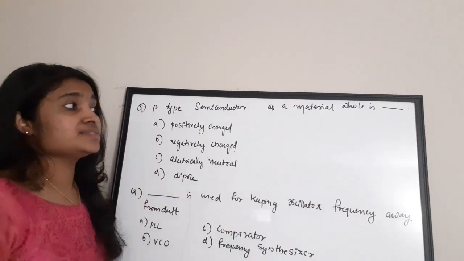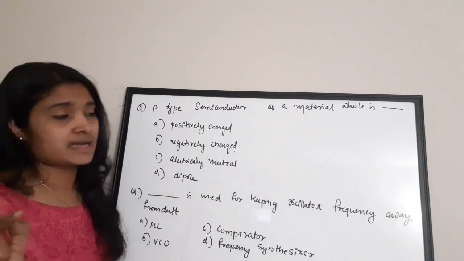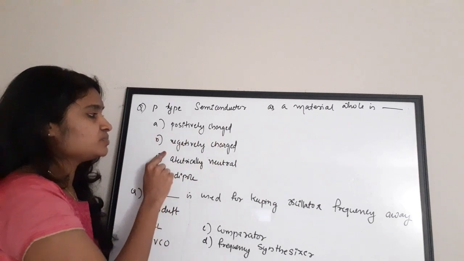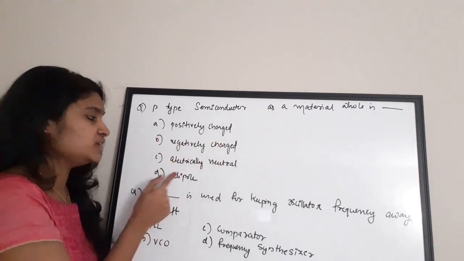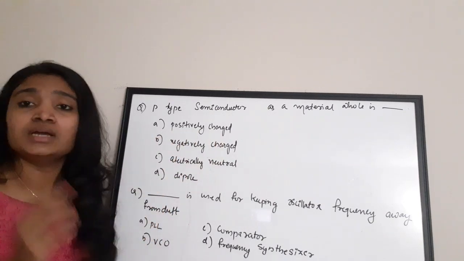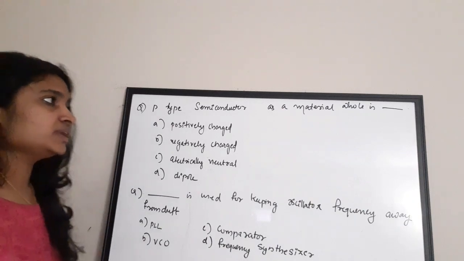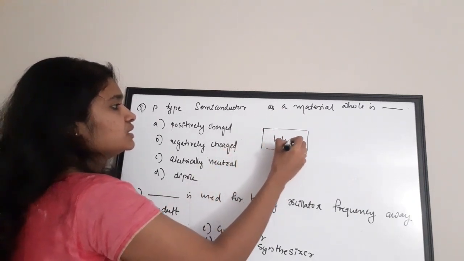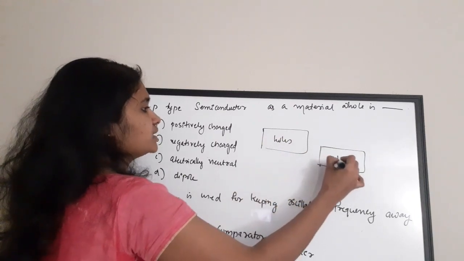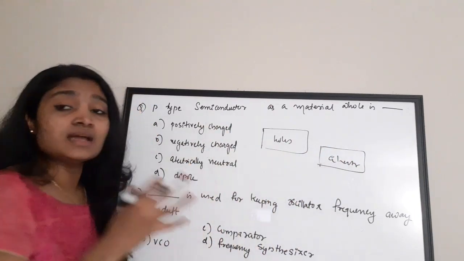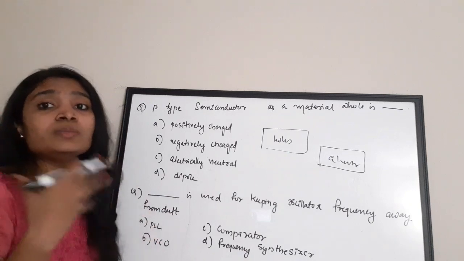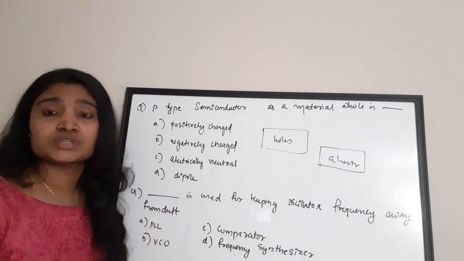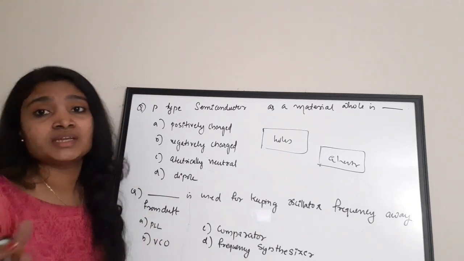P-type semiconductor, as a material, hole is dash. A. Positively charged. B. Negatively charged. C. Electrically neutral. D. Dipole. What will be the answer? We know that P-type semiconductors have more what? Holes. N-type semiconductors have more electrons. But as a crystal, as a whole material, they are electrically neutral. This should always be kept in mind.